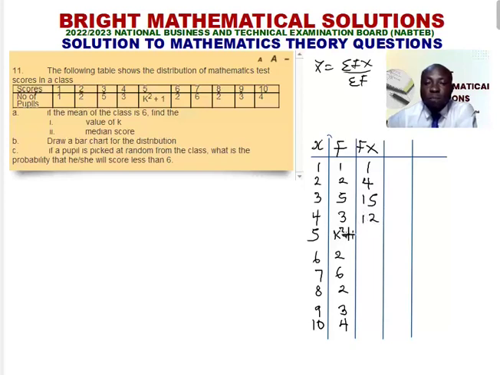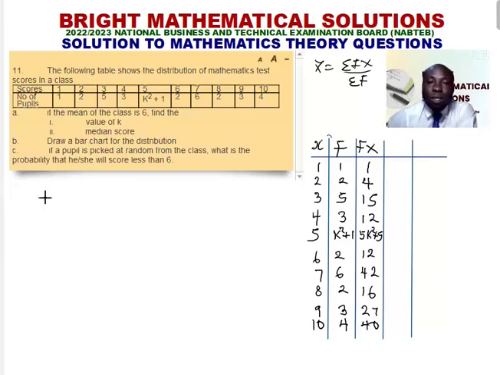5 multiplied by k squared plus 1, that gives us 5k squared plus 5. 6 multiplied by 2, that's 12, 7 multiplied by 6, 42, 8 multiplied by 2, 16, 9 multiplied by 3, that's 27, and 4 multiplied by 10, that's 40. So we are going to add f, which is summation f, and fx, which is summation fx.